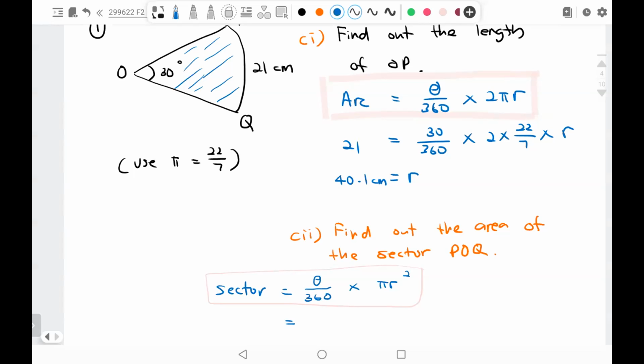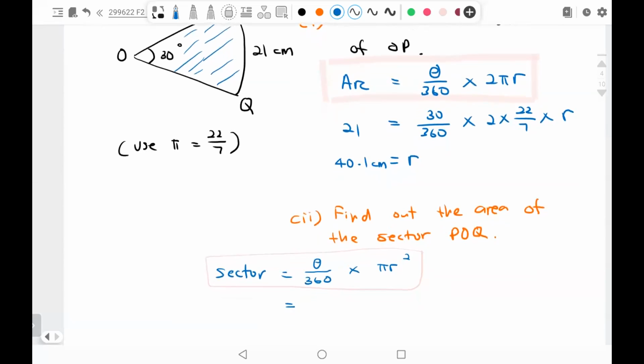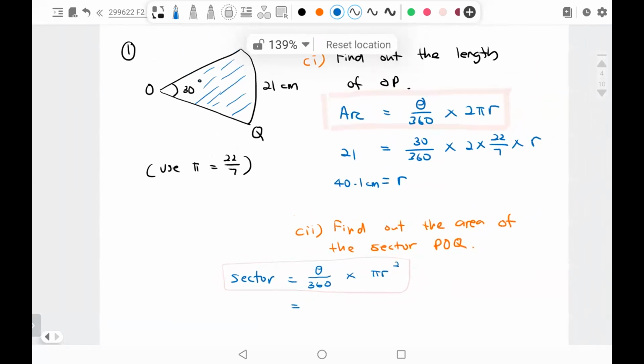So you're able to get the answer? Let's see now. The degree at the center is 30, same only. 30 over 360 times pi times the radius just now. We already got the radius, 40.1. Substitute only, 40.1 square. Okay, when you key in the calculator, must key in the square. 40.1 square. So what did you get?